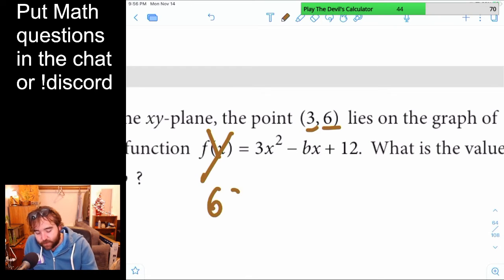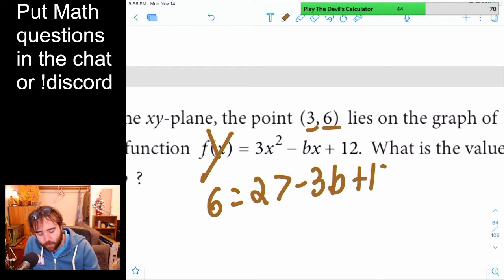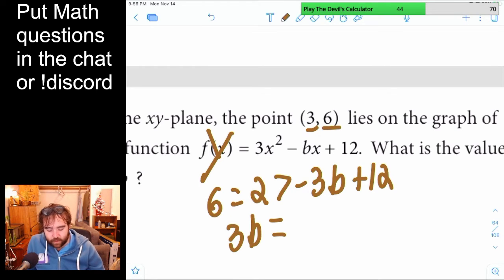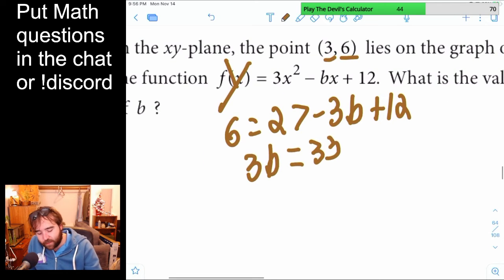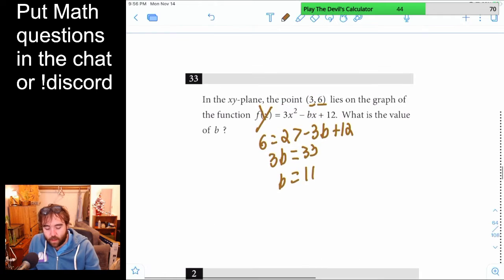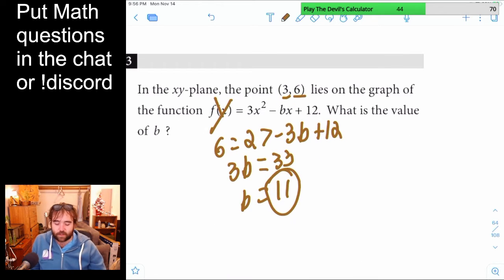We're going to have 6 equals 3 times 3 squared. So I'm going to go ahead and do that out. That's 27 minus 3 times b plus 12. So I think it's going to be easier in my head. I'm going to add the 3b to that side and then subtract the 6. So 27 plus 12 is 39 minus 6 is 33. And that actually works out nice, because then you can divide by 3 and get that b is 11. And that's a little scary because there's no answer, but that has to be true.